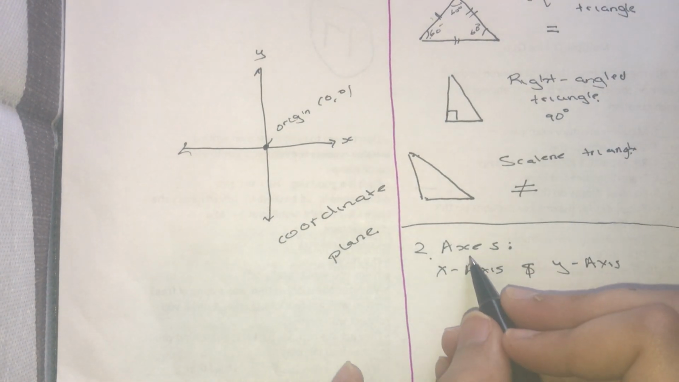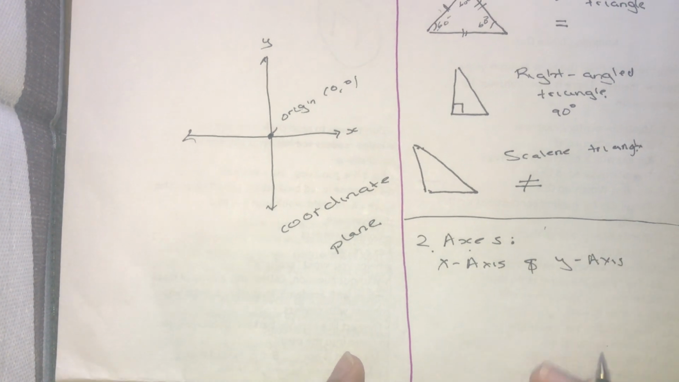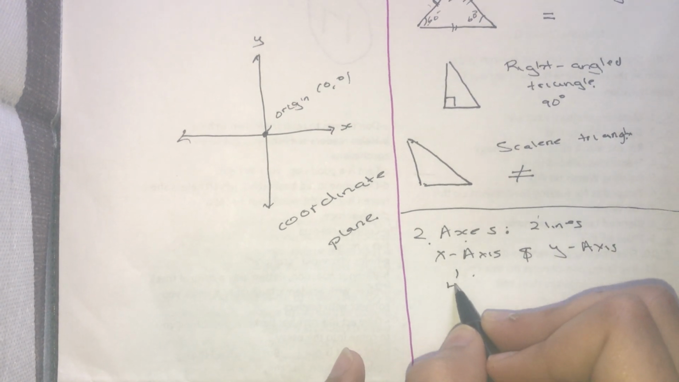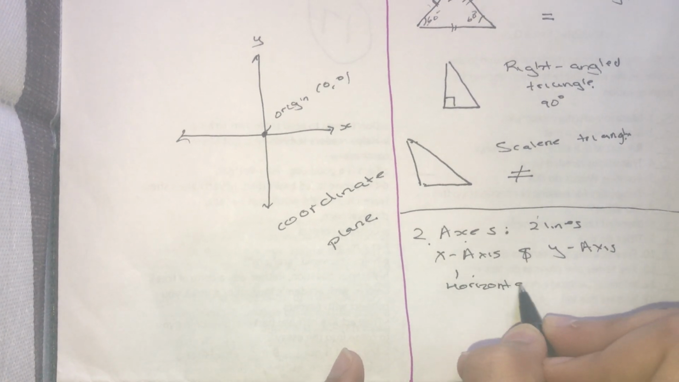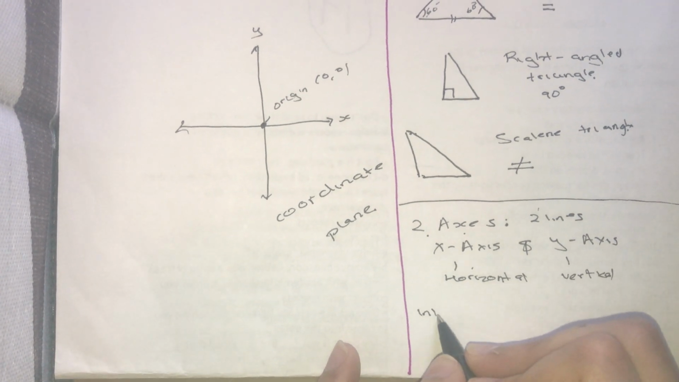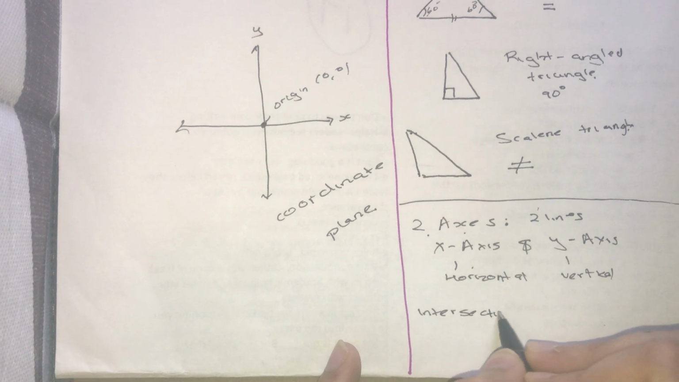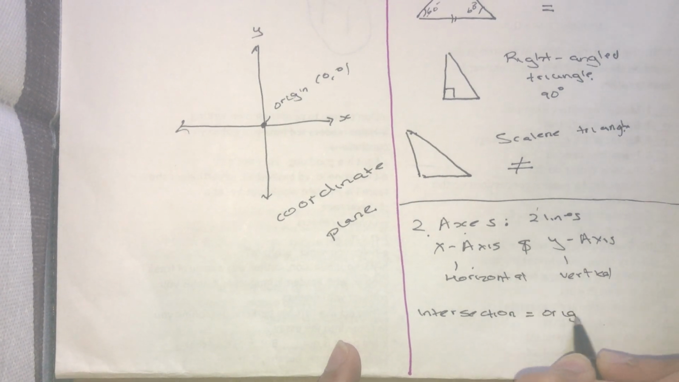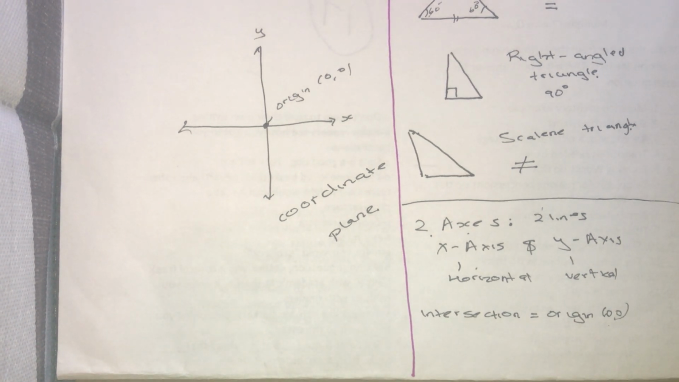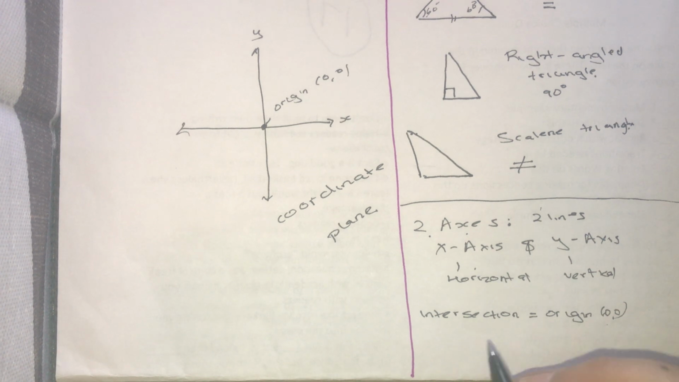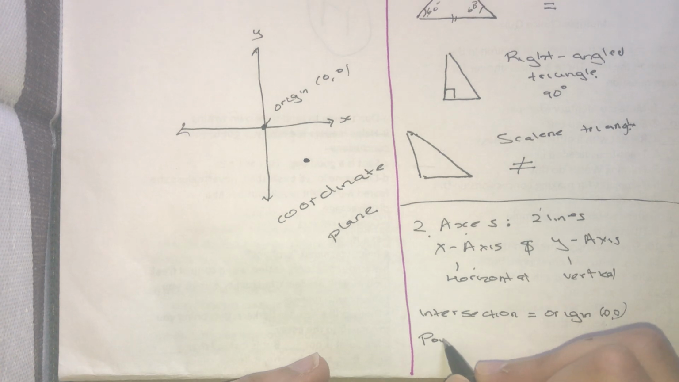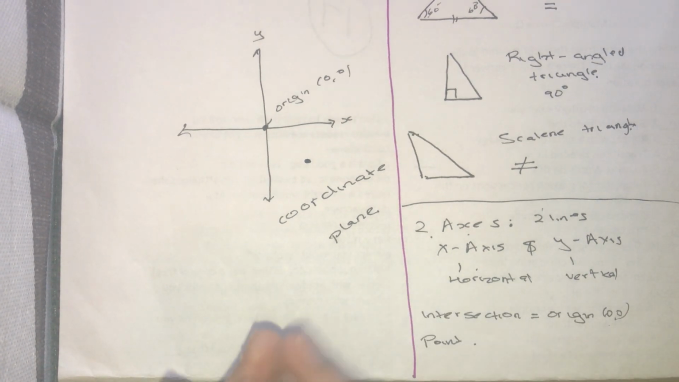Okay, so axes are the two lines. The x-axis is the horizontal one, the y-axis is the vertical one. The intersection is called the origin, and it's 0 0. Okay, the coordinates are 0 0. And then we have something called the point. So a point is a position in space. It's just a point, a dot anywhere.